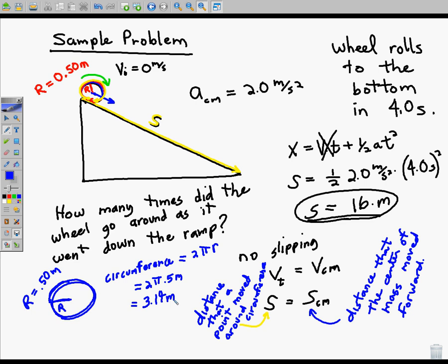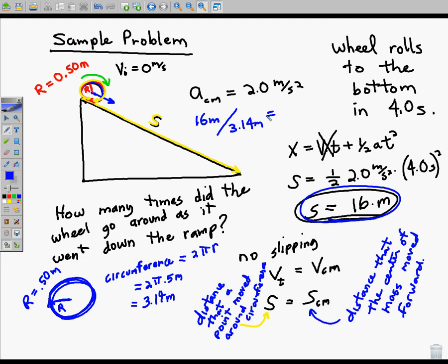But we know that when that wheel rolls down the ramp, the center of the wheel rolls forward 16 meters. So a point on the outside of the wheel is going to roll around the circumference 16 meters. So how do we figure out how many times? 16 divided by 3.14. Right. So we say, look, 16 meters divided by 3.14 meters. And what does that turn out to be?